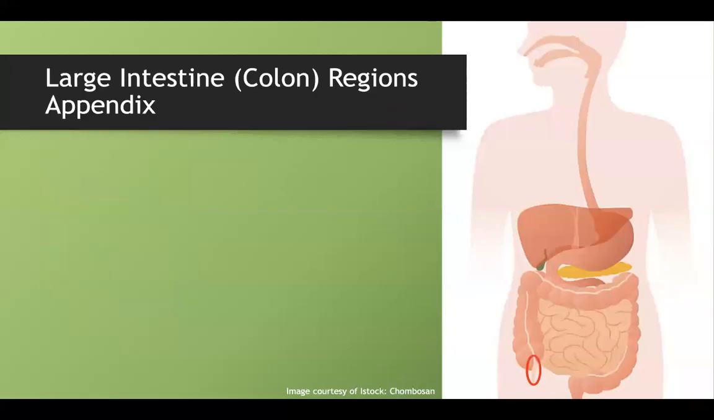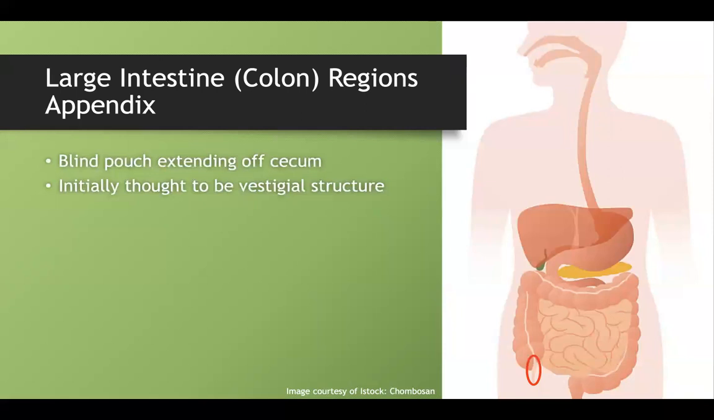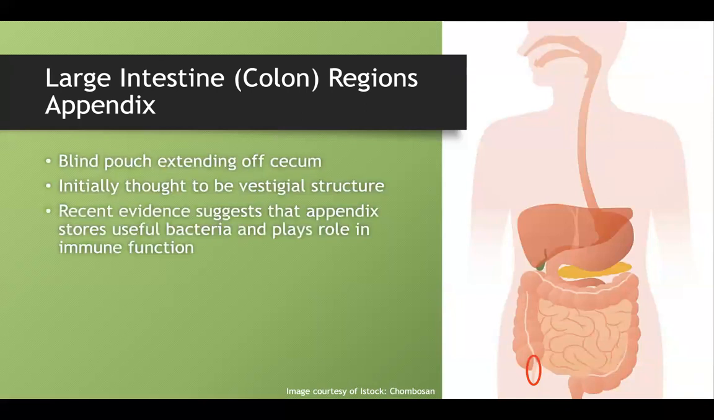Moving on to the appendix, all I want to say about the appendix right now is that it's a blind pouch that extends off the cecum. It used to be thought that it was a useless vestigial structure, but lately there's some evidence that suggests that the appendix has some role in immune function and its microbiome might be beneficial for the host. And when you think about the appendix, you're going to probably think about the classic appendicitis and some of the complications that arise from appendicitis, such as an appendiceal abscess. And we'll talk about appendicitis later on in this lecture.